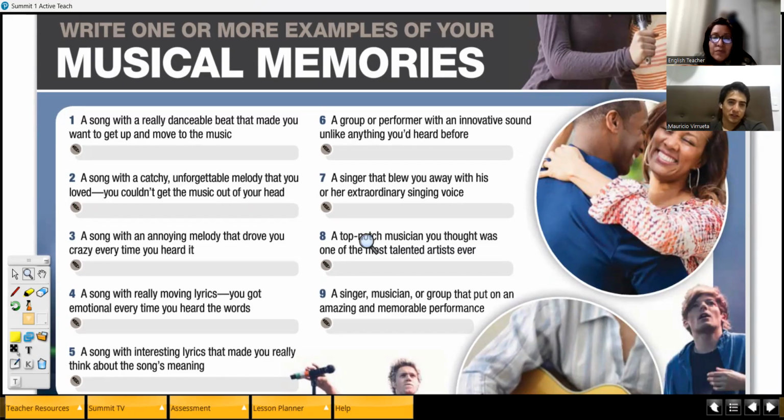What about number 4? A song with really moving lyrics. You got emotional every time you heard the words. I think not specifically by the lyrics, but maybe Last Train to London. It's an emotional song for me. I think it's the music more than the lyrics or the video clip. It's the memory associated with the song.